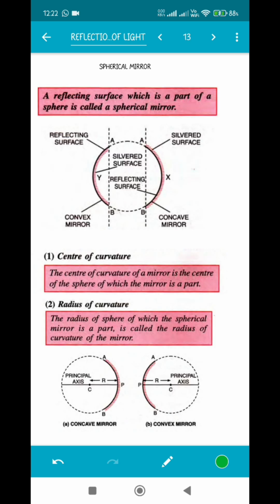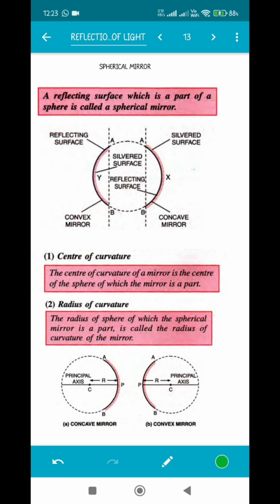Now we shall directly move to the topic spherical mirrors. So what is a spherical mirror? We have just studied about plane mirrors till now. A spherical mirror is a mirror which is not straight, which is curved. So I guess you have a little bit of an idea about it already. Let's just go through the basics first.